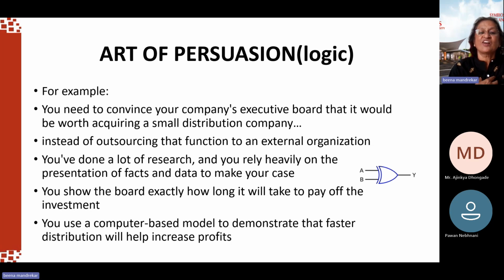You've done research, and you've got your facts ready, and you can show exactly after a year and a half, you will be in profit after having paid for acquiring the company, and you will be able to distribute from your own self because you have acquired the company of your own self. And that way you will not every time shell out money, and therefore you will get your profits in a year and a half. All this you will show with your computer, with your flow chart, with your logic, with your figures. That is called art of persuasion logic.